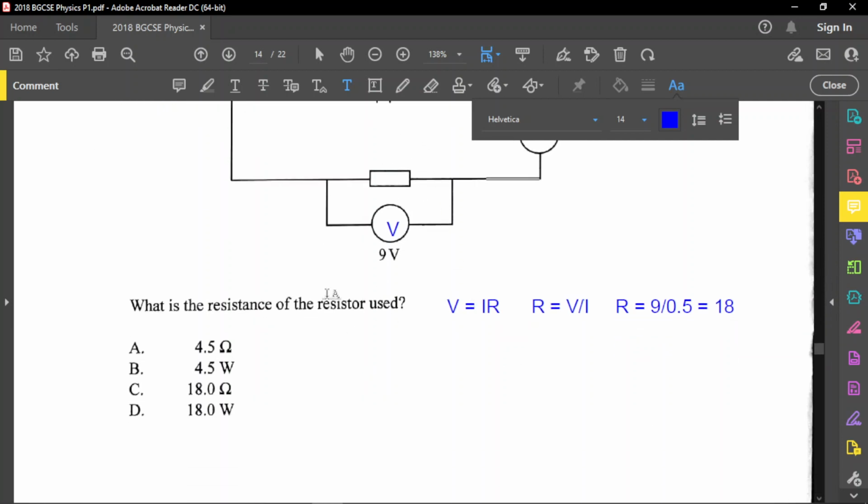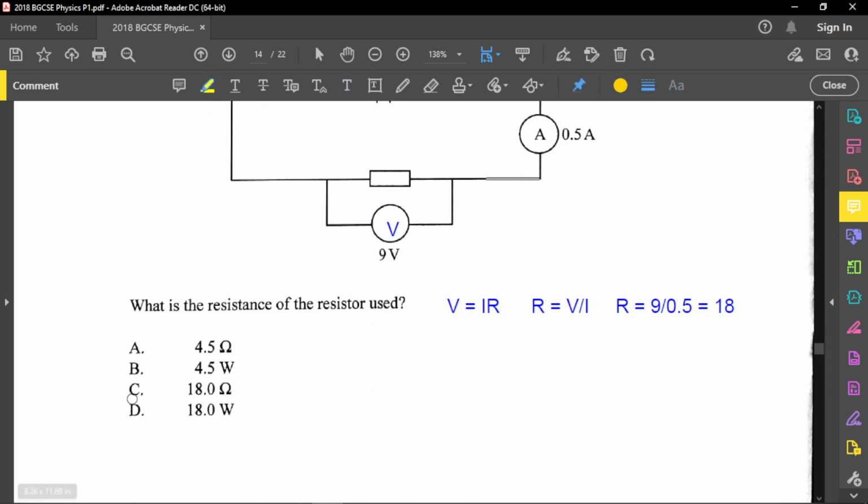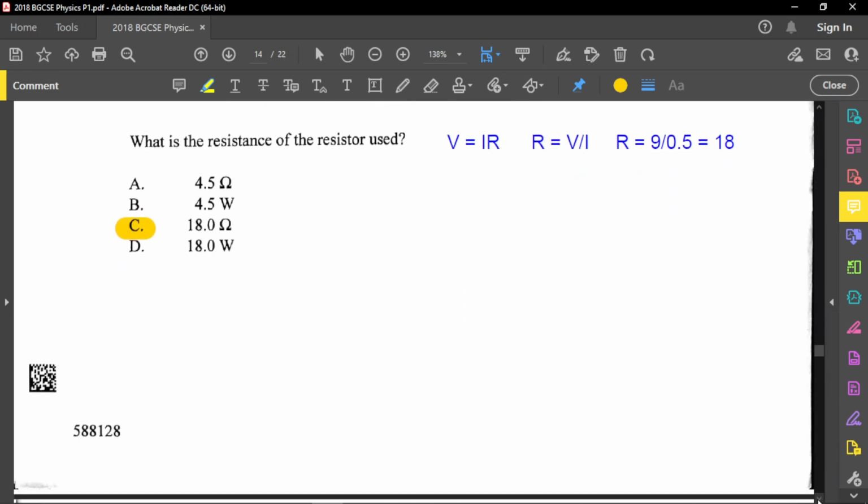The horseshoe sign, that is ohms. All right. Omega sign, you may call it omega as well. So our answer here has to be C. Not D, because D is watt, which is power, which is different. All right. So it is 18 ohms.